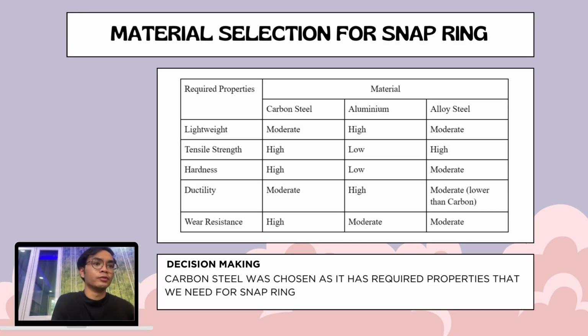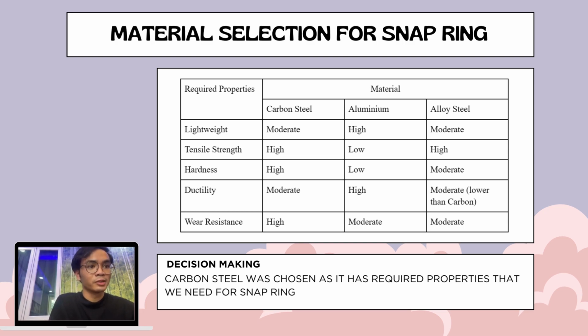Now we try to find the suitable material for the snap ring. For the first part, we have chosen three types of materials to differentiate which material is the best one to be used for the snap ring.